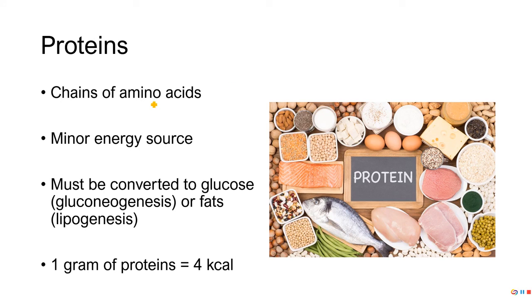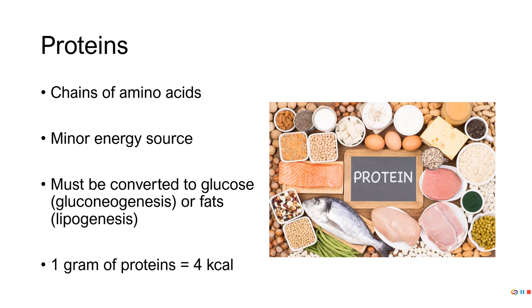And so these processes are referred to as gluconeogenesis as well as lipogenesis. Okay, genesis means formation or beginning, so we're creating or forming glucose, or creating or forming fats. When we do use these proteins for energy, 1 gram of protein equals 4 kilocalories.